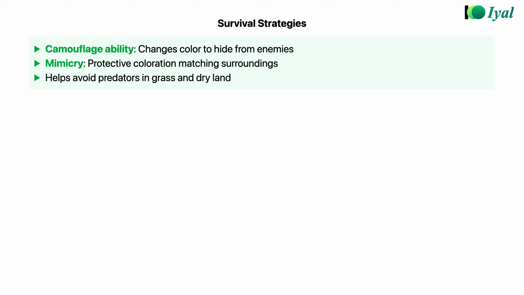Frogs have developed some clever survival strategies. They can actually change their color to hide from predators. You might notice a frog looks different when it's in grass versus when it's on dry land. This protective coloration is called mimicry. They're mimicking their environment to stay safe. It's one of nature's amazing defense mechanisms.